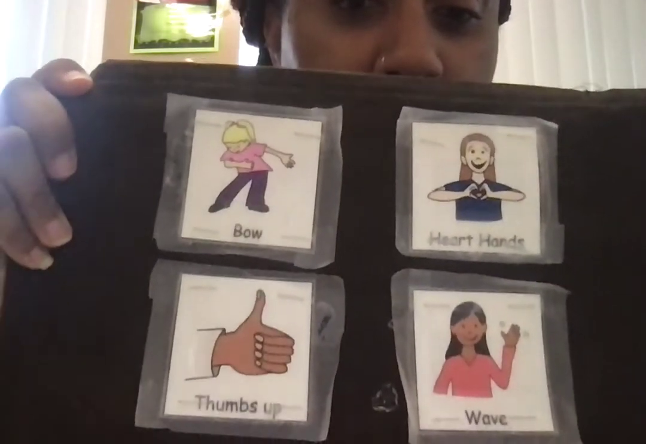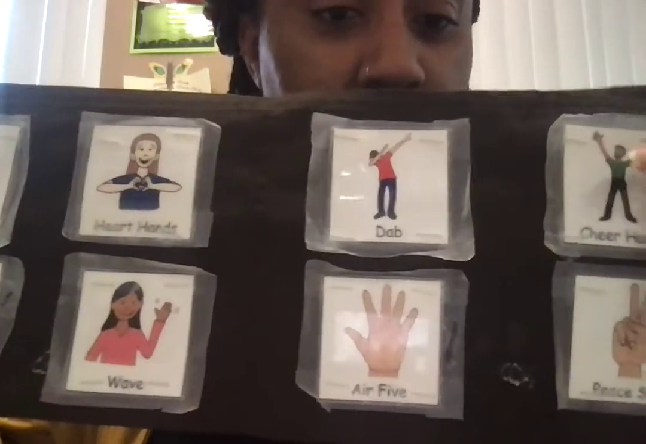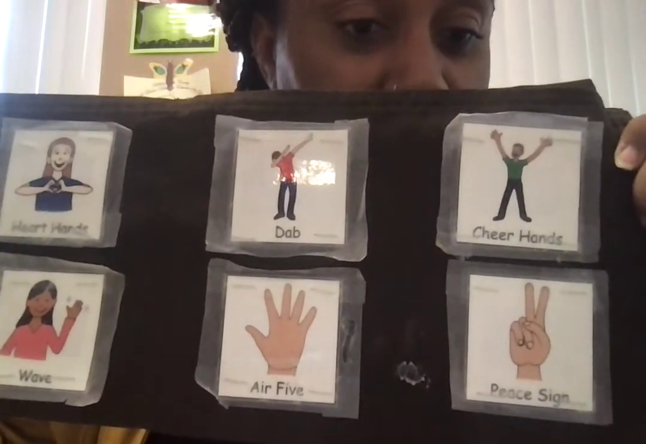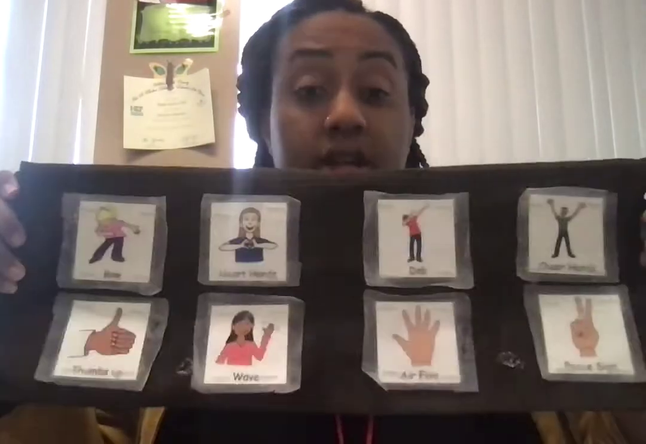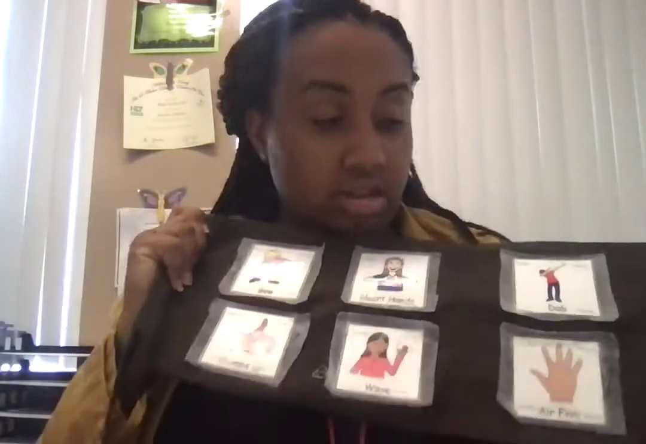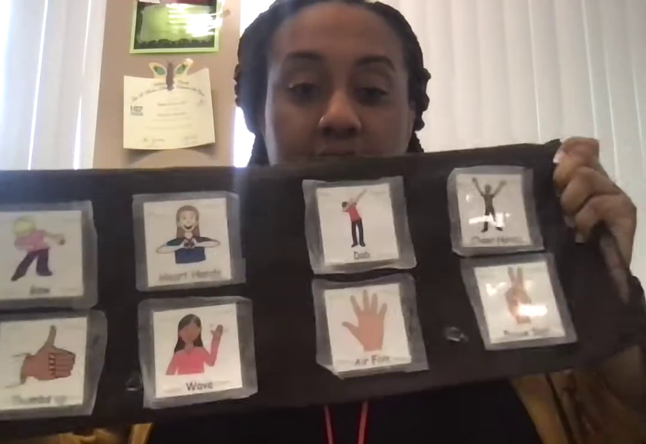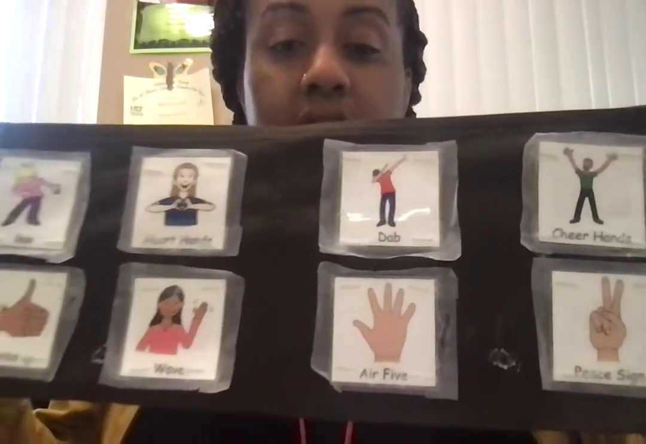So some of them with a bow, thumbs up, a wave, dance move, air high five, cheer hands, peace sign, and of course, this was all COVID friendly this past year, obviously with no touching. So this was just a cute idea to greet them in the morning, kind of give them different options. They didn't have to use the same thing every single day. So that is an example of some visual supports we have.